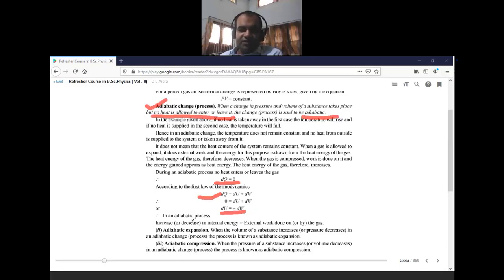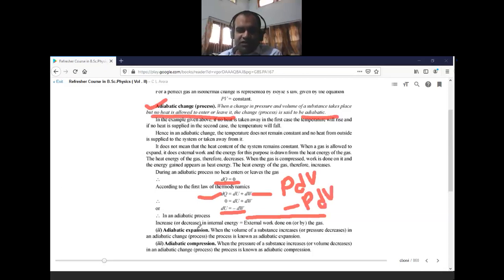Therefore, in an adiabatic process, the increase in internal energy is the external work done by the gas. Why? Because dQ is equal to 0, and this is the first law of thermodynamics. That means the change in internal energy is equal to the work done on the gas or by the gas. When work is done by the gas, that means the volume of the gas increases. Volume of the gas increases means the PdV quantity will be positive. And when work is done on the gas, the PdV quantity will be negative.